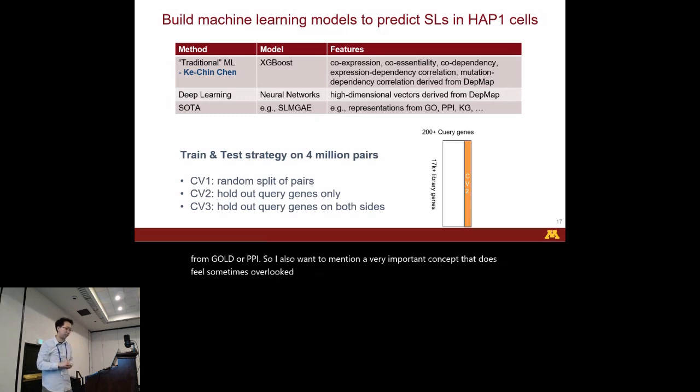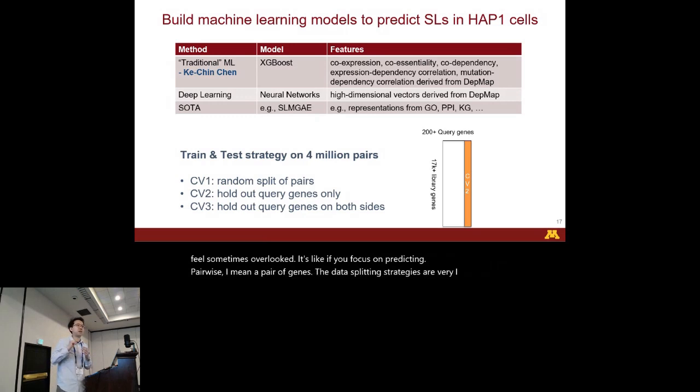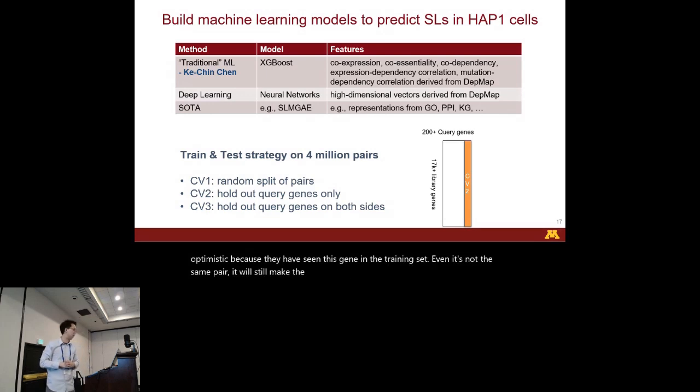I also want to mention a very important concept that this field sometimes overlooks. If you focus on predicting pairs of genes, you have to be careful about the data splitting strategy, because if you still do a random split of gene pairs, there could be a data leakage issue, or sometimes your model is over-optimistic because it has seen this gene in the training set. Even if it's not the same pair, it will still make the performance look better than its true generalizability.